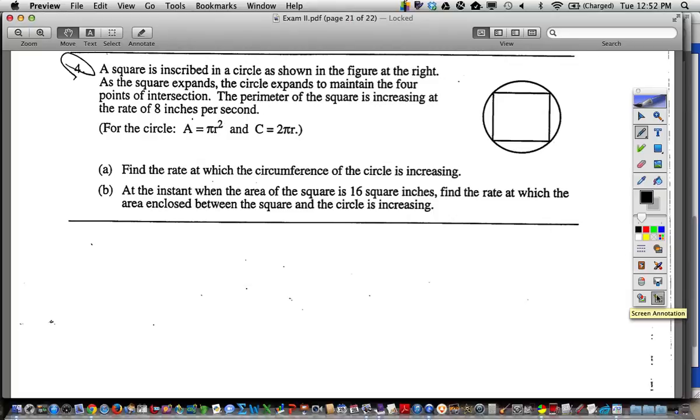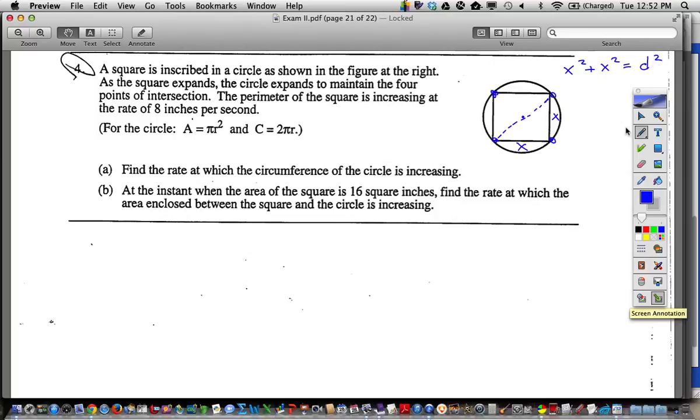So let's go through this. It's kind of a related rate thing. They give us a couple of formulas. Let me write down some things. It says the square is expanding, so the circle is going to expand and maintain these intersection points, which makes sense. There is a center since this is a square. This would be the diameter. We could call this x. It is a square, so x squared plus x squared would equal the diameter squared.